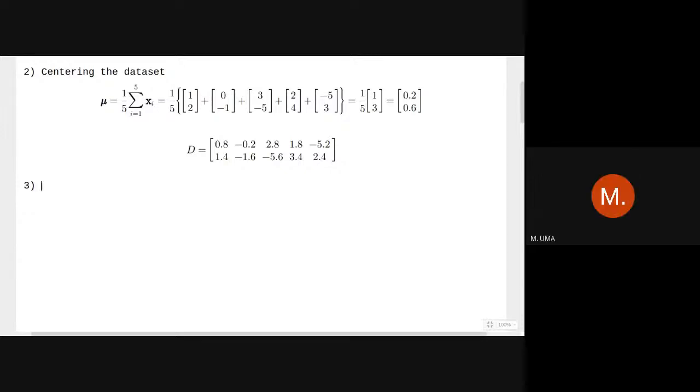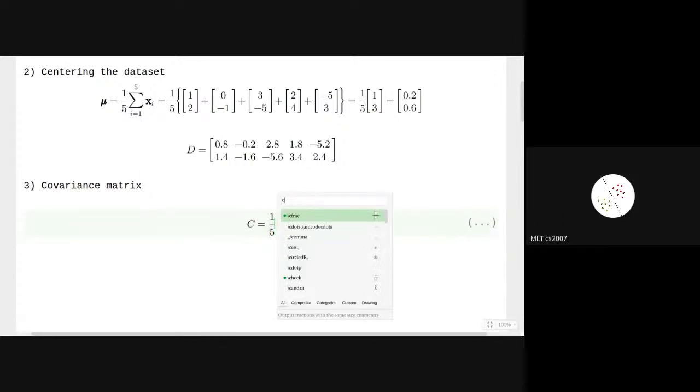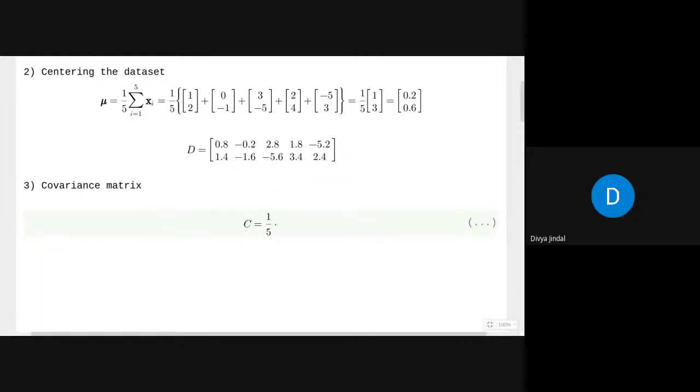Find the covariance matrix. How do we do that? It is 1 by n, sigma over i of xi xi transpose. You have to remember that it's not xi transpose xi, it's xi xi transpose. This is the outer product.